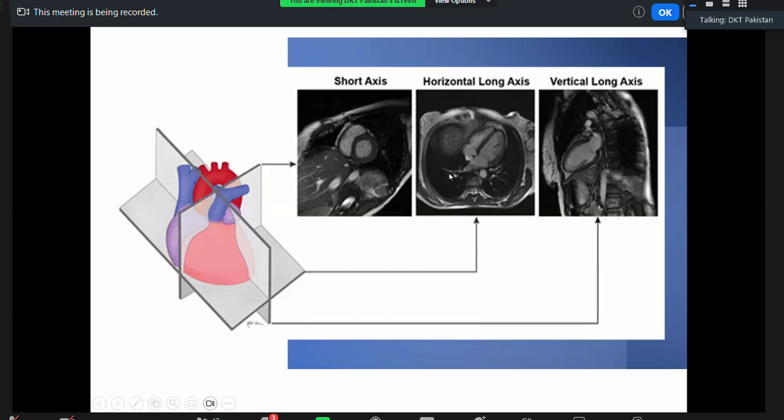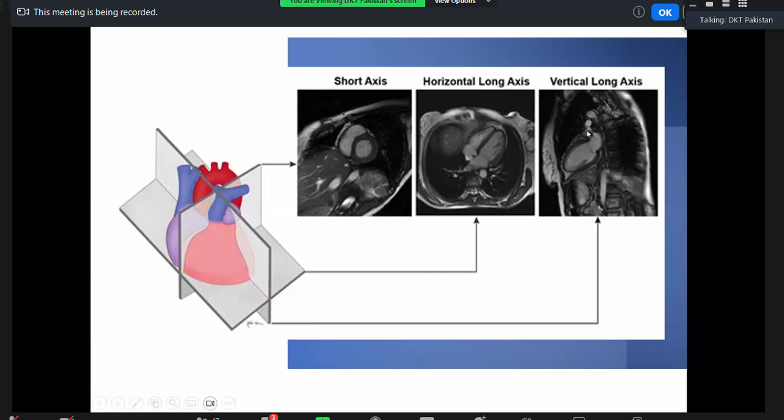Then we have the horizontal long axis view, which we usually call the four chamber view. You can see all the four chambers. It is obliquely done so that you can see the true long axis of the heart. It is not the long axis of the body.